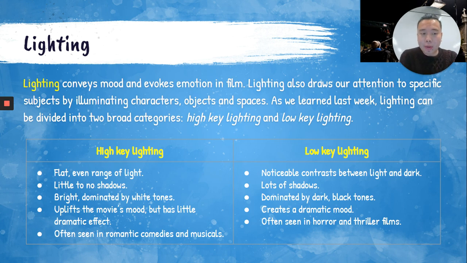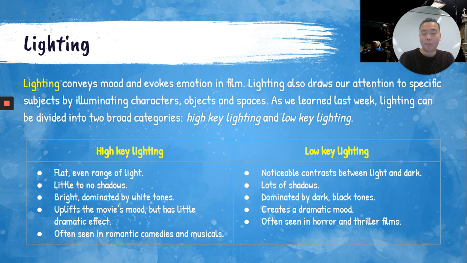And as we learned last week, lighting can be broadly divided into two categories: high key lighting and low key lighting. So with high key lighting, you've got this flat, even range of light. There's little to no shadows. It's usually bright and dominated by white tones. And usually when you have a scene or a still that's shot in high key lighting, it's quite uplifting and there's very little dramatic effect. Oftentimes in romantic comedies and musicals, you will see high key lighting used.